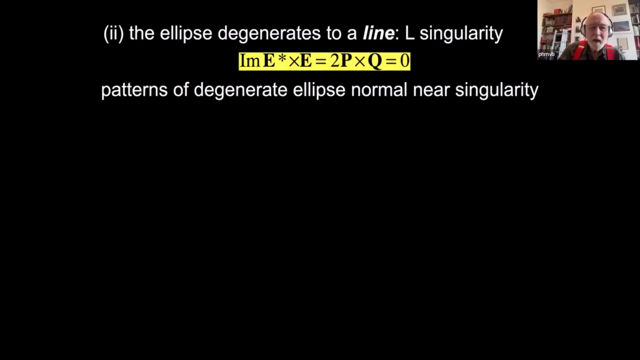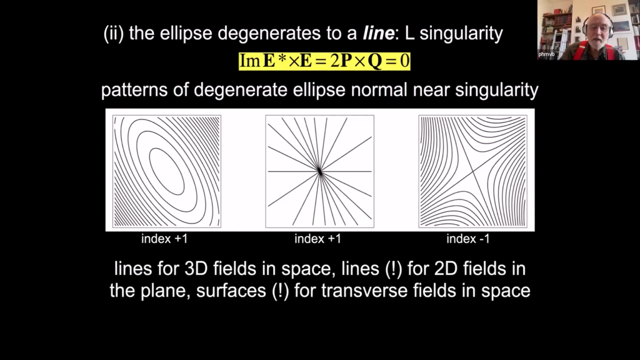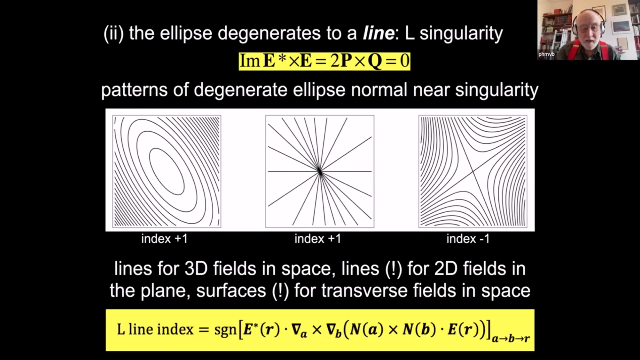Or the ellipse can degenerate into a line. And then the normal direction to the ellipse is undefined. And the patterns of the ellipse normal near the singularity, well, these are vector fields. I should have put arrows on them, I will in a moment. Index +1, index +1, index -1. And these are lines in space for 3-dimensional fields. Not obvious, they're also lines for strictly two-dimensional fields in the plane. And they're surfaces for transverse approximate fields in 3 dimensions, but think of them as lines. And again, there's a formula for the index ±1.